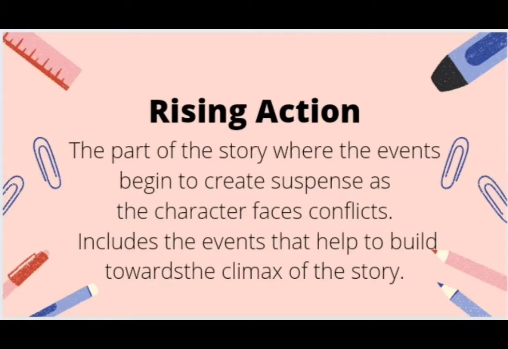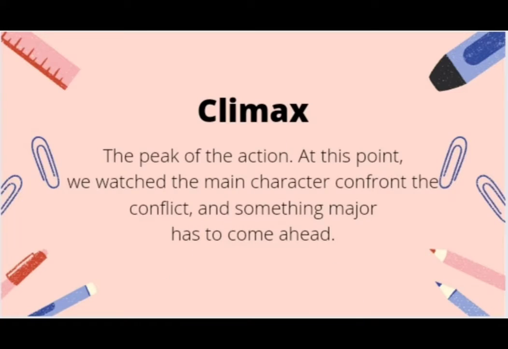The second element of plot is the rising action. Rising action is the part of the story where the events begin to create suspense as the character faces conflicts, and includes the events that help to build towards the climax of the story. So now let us move on to the third element of plot, which is climax. Climax is the peak of the action. At this point, we watch the main character confront the conflict, and something major has to come ahead.